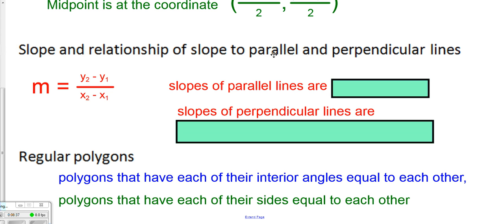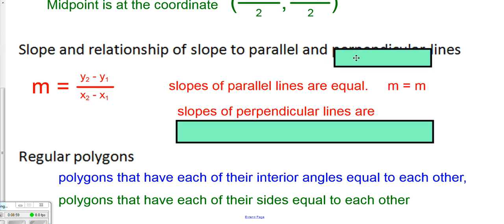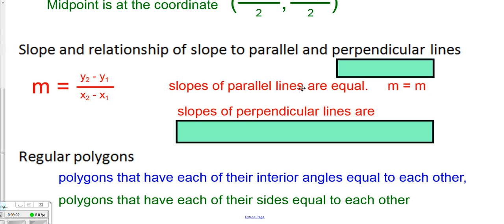Slope and the relationship of slope to parallel and perpendicular lines. Well, the slope between any 2 points is y2 minus y1 over x2 minus x1. It's the change in your y values over the change in your x values. How high did it go up, or how low did it go from those 2 points? And then how far over did we move? So the slopes of parallel lines are always equal. So if this slope came out to be 3 over 2, then a parallel line would also have 3 over 2. So m equals m. They're the exact same slopes.